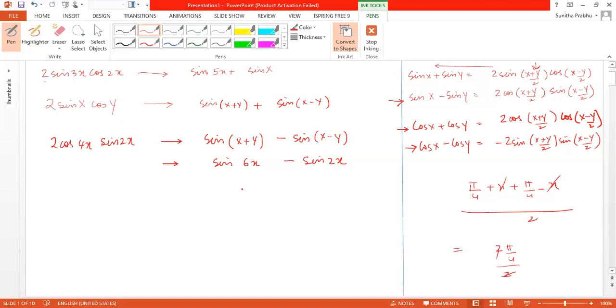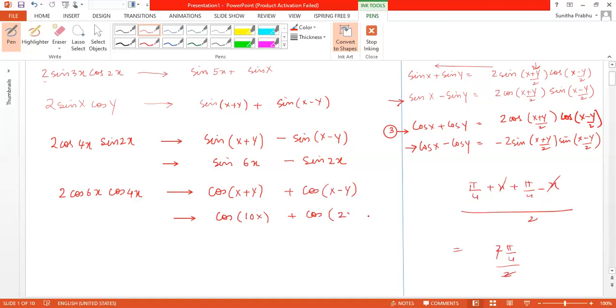All right. Naina, what if I have 2 cos 6x cos 4x? That would be 2 cos A cos B, which would be cos x plus y plus cos x minus y. So we substitute this formula, we get cos of 6x plus 4x, 10x, plus cos of 6x minus 4x. So that would be cos 10x plus cos 2x.